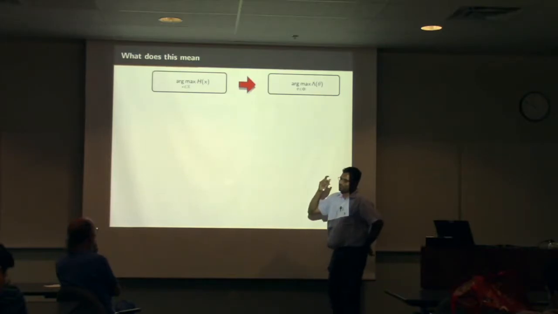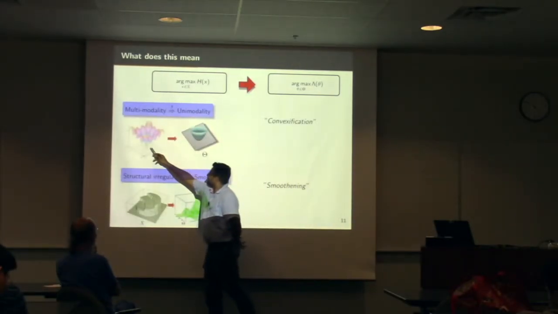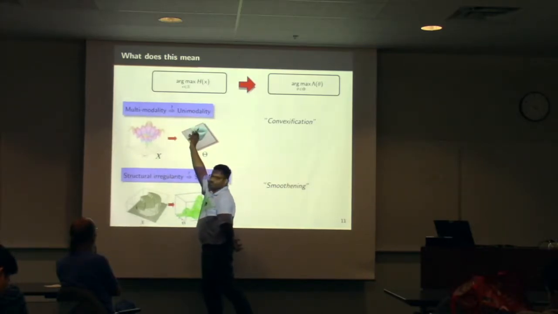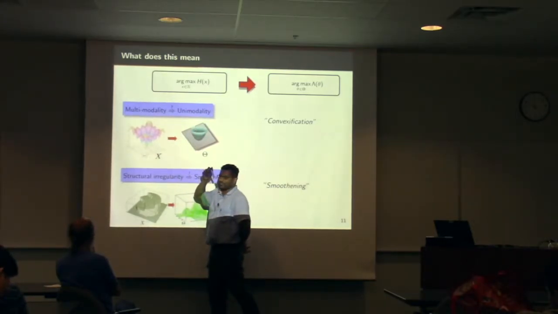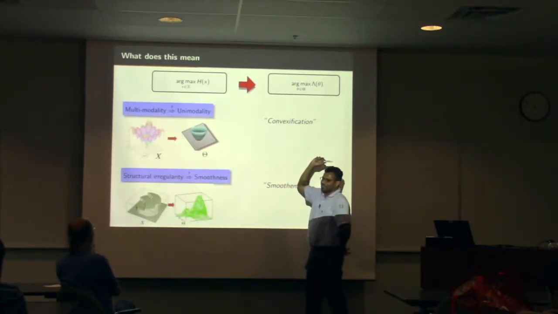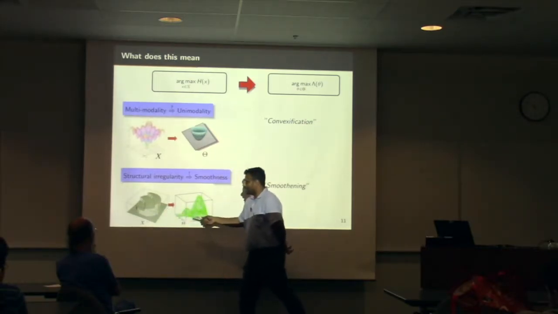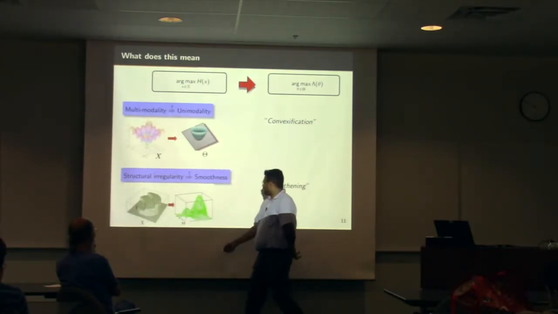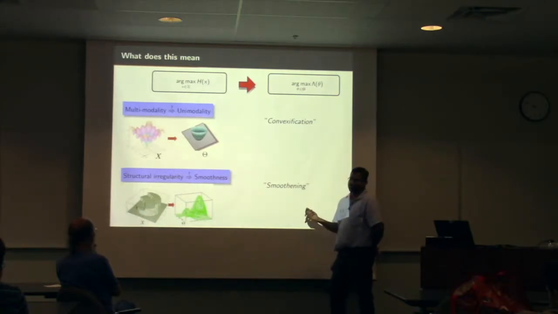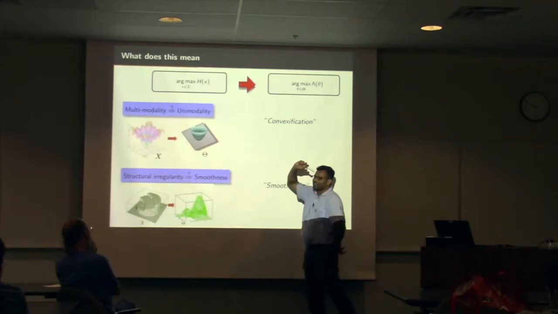But what is the purpose of all this? So when I transform it, is the multimodality turning to unimodality? That's the first question. So are you doing convexification? The second question is the structural irregularities, is it getting smoothened out? Are you getting a smoothening? Definitely smoothening is coming, but we don't know about whether it's becoming a convex function.